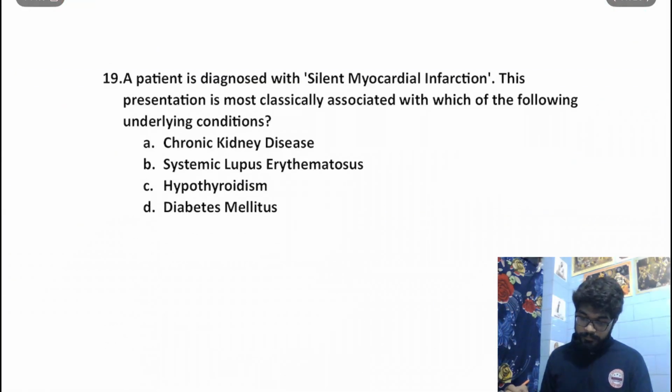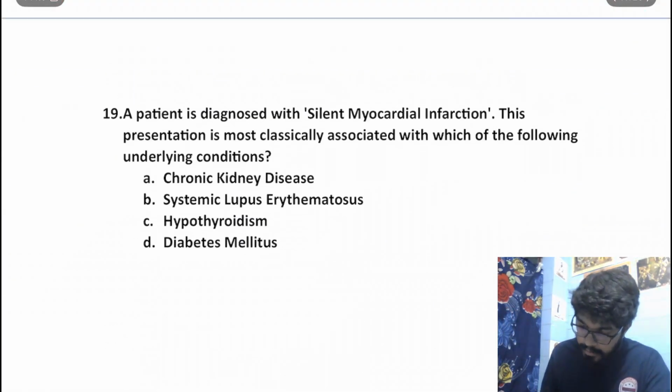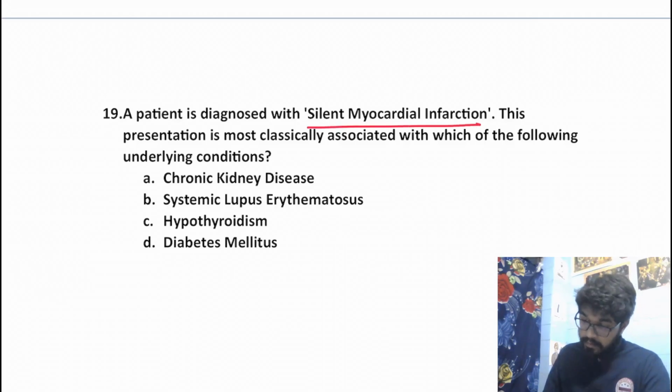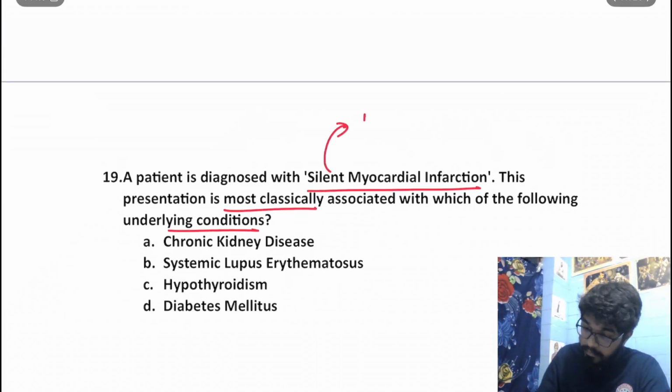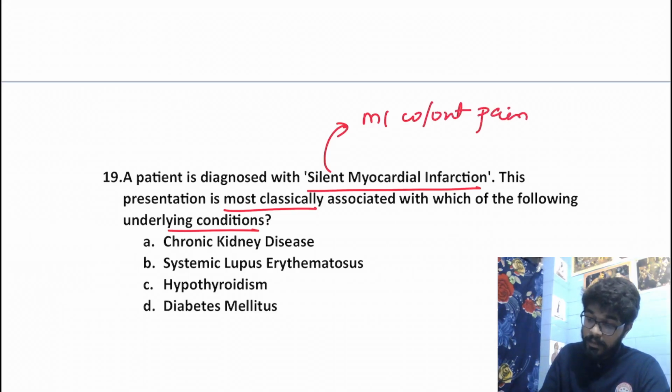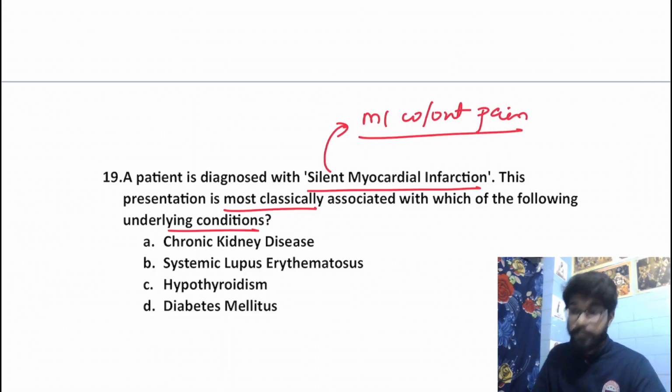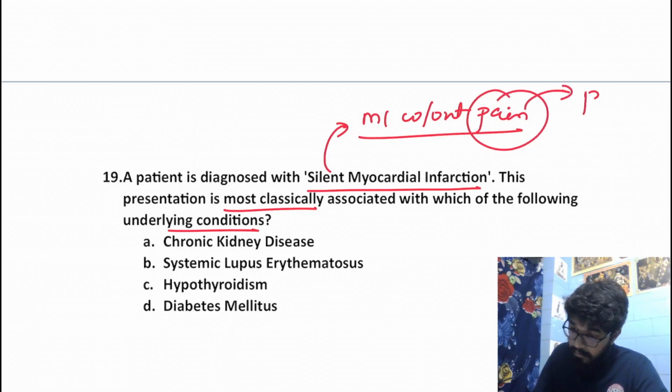Moving on to the next question. A patient is diagnosed with silent myocardial infarction. This presentation is most classically associated with which of the following conditions? Now, silent myocardial infarction is nothing but MI without pain, right? Why is there no pain? Because the pain fibers are destroyed.